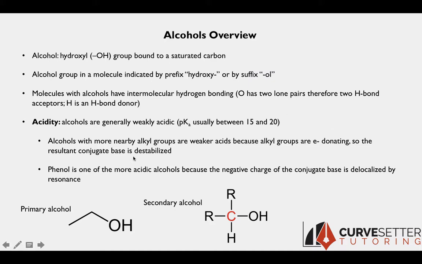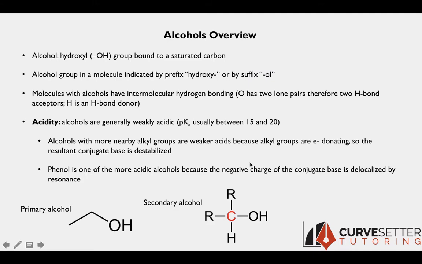So the resultant conjugate base, which forms when the hydrogen of the hydroxy group is deprotonated, and so this oxygen is going to be left with a negative charge. And that conjugate base is going to be destabilized if there are multiple alkyl groups nearby, which are going to be electron generous, so donating electrons towards an already electron-dense atom. An atom with a negative charge already harbors more electrons than preferred.